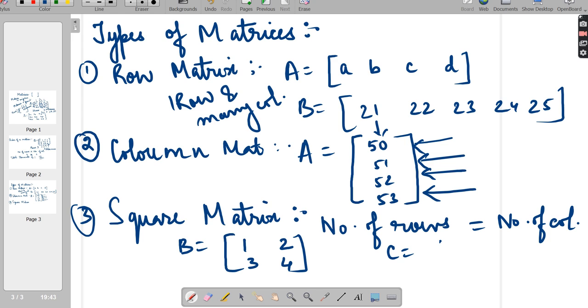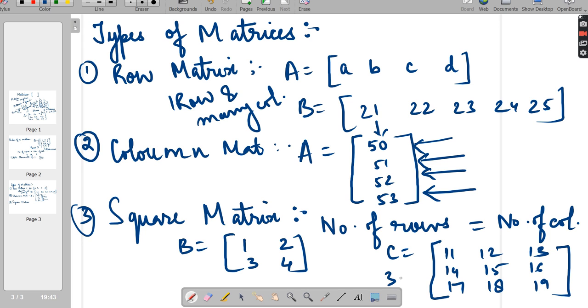Or you can take a bigger one. You can take 3 columns, 11, 12, 13, 14, 15, 16, 17, 18, 19. So this is a square matrix of the order of 3 by 3. This is of 2 by 2. So if you see in both the examples, here number of rows and number of columns both are equal. And number of rows here is 3, number of columns is 3. So square matrix, to satisfy the condition number of rows equals number of columns, then only a matrix will be called a square matrix.